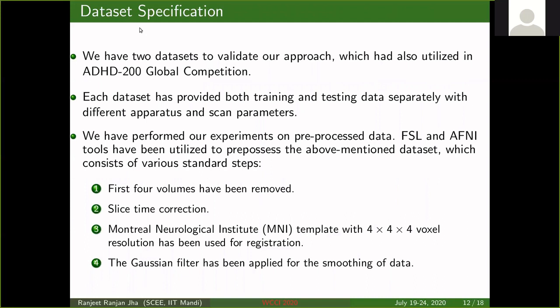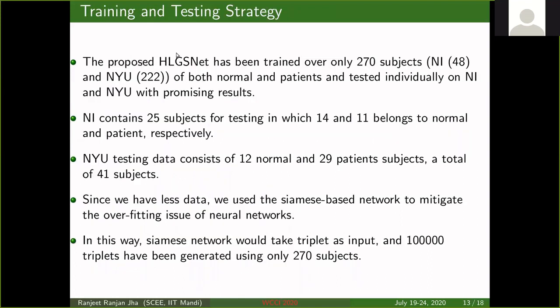Now come to the dataset specification. We have two datasets to validate our approach, which were also utilized in the ADHD 200 global competition. Each dataset has both training and testing data separately, and each dataset is already preprocessed. These are some standard steps for preprocessing.